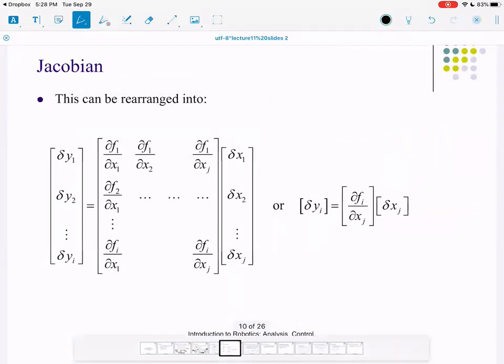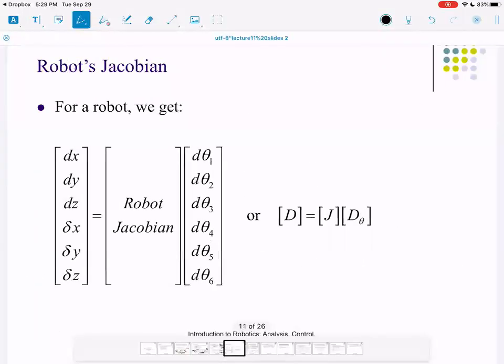And now this Jacobian can be arranged into the matrix form, wherein deltas are the changes in the function, change in function, and this is the change in the independent variable. So if you want to find out the total change in the function, you will have Jacobian multiplied by change in the independent variable. Now let's try to get to the robotics.